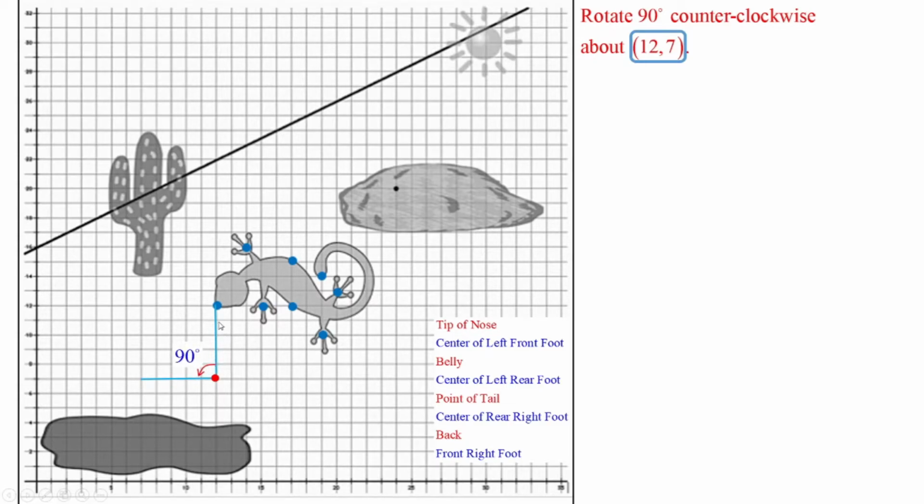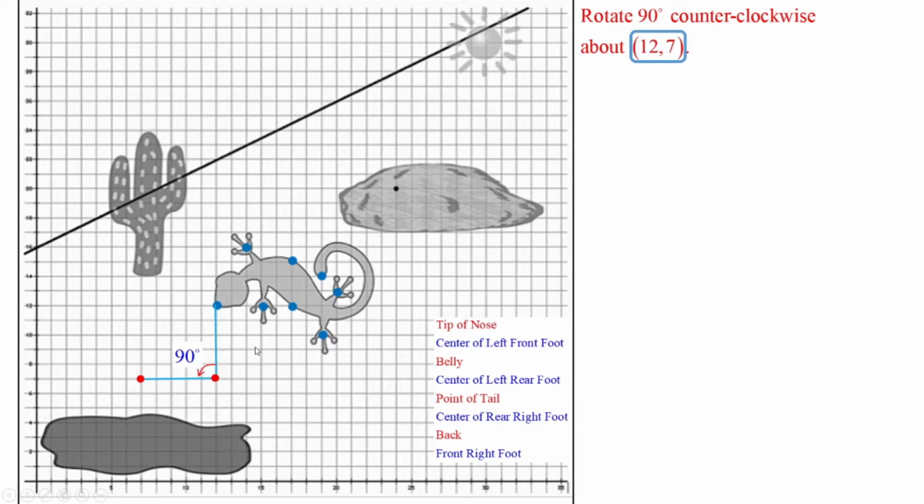Now, it's awesome when we have vertical and horizontal lines like this to form the 90-degree angle, because look at this. This point is 1, 2, 3, 4, 5 units above the point of rotation. So if I rotate 90 degrees counterclockwise, it's going to rotate like that and end up 1, 2, 3, 4, 5 units to the left right there.